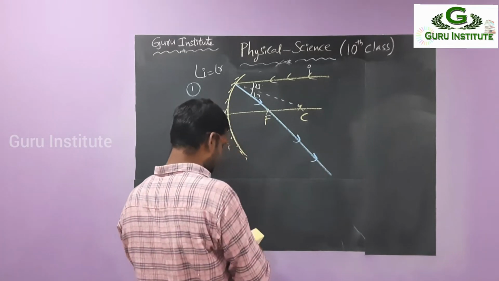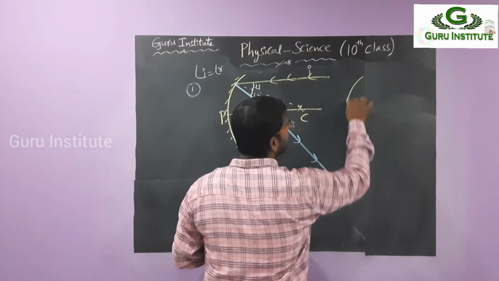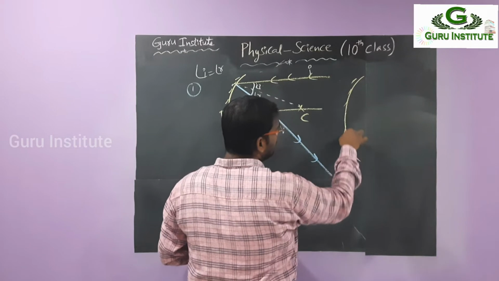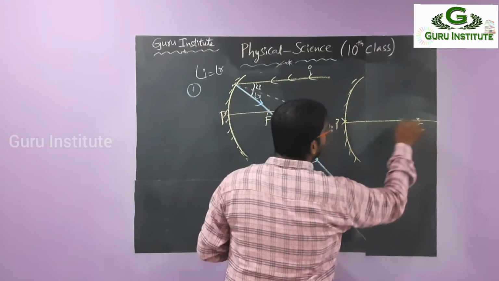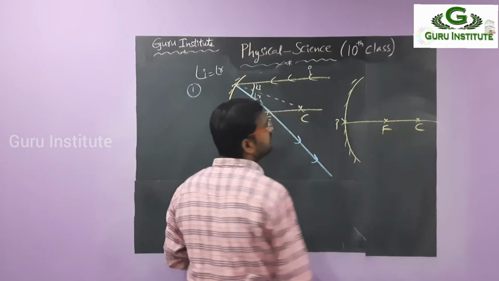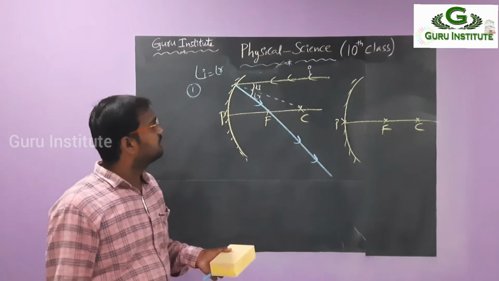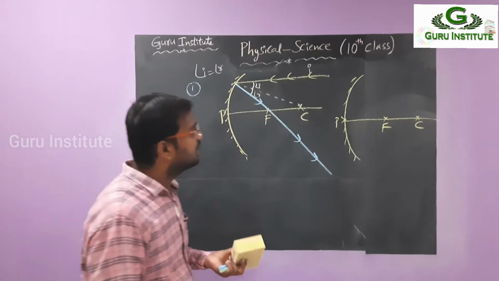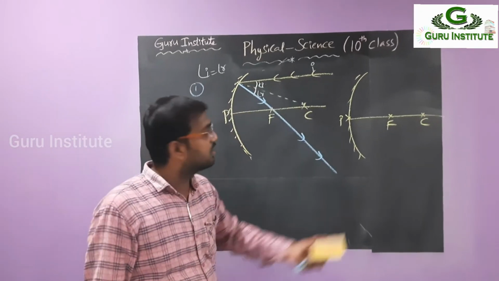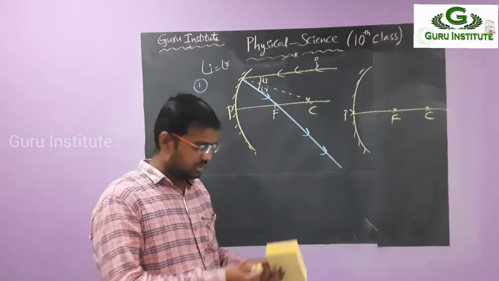Next, what is the second one? Again, take the same mirror, shade it, and keep the pole, center of curvature and focus. Now I am taking the reverse one. It is parallel to the principal axis and passes through the focus. Now, whenever a light ray passes through the focus, what will happen? We have to see this.